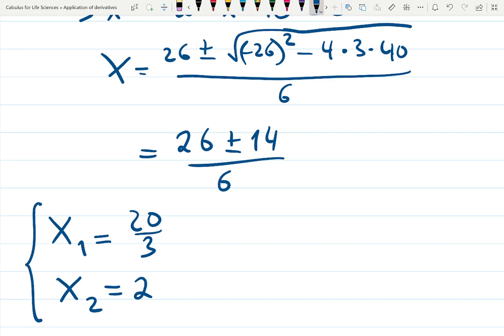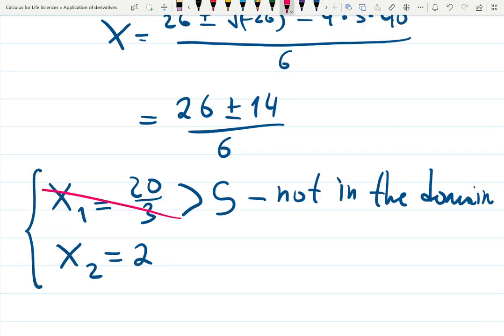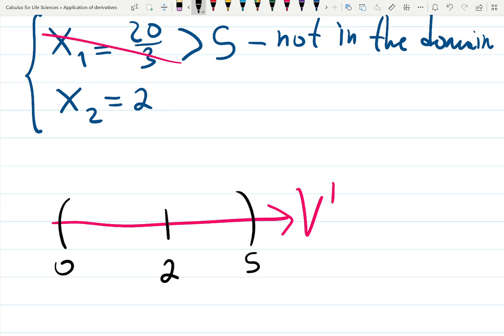20 over 3, is it smaller? It's bigger than 0, but is it smaller than 5? No, because 6 times 3 is already 18. This is greater than 5, not in the domain. So, kicking this out, drawing the sign line. What kind of expectations do you have about the sign line? V prime. Putting 2 on a sign line, we're going from 0 to 5.